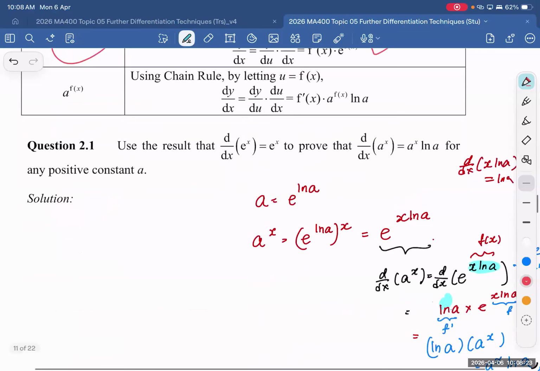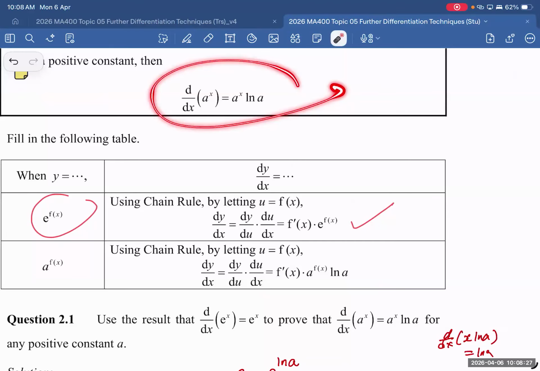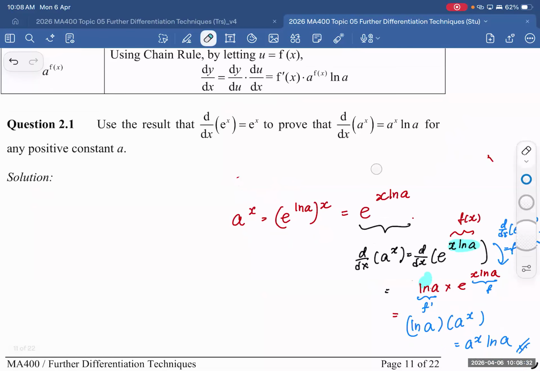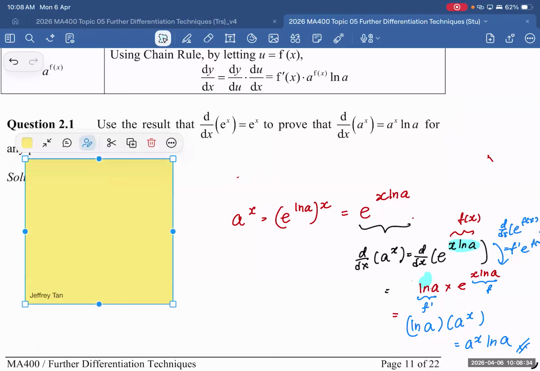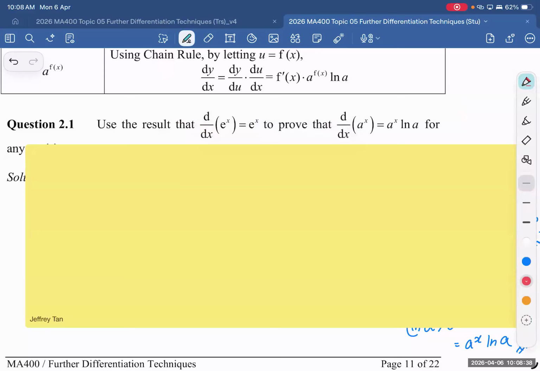So I go through question 2.1 to explain formula number 3, a^x ln a. Let me show how this formula is possible. Now we know that a is the same as e to the power of ln a. Remember I went through this?